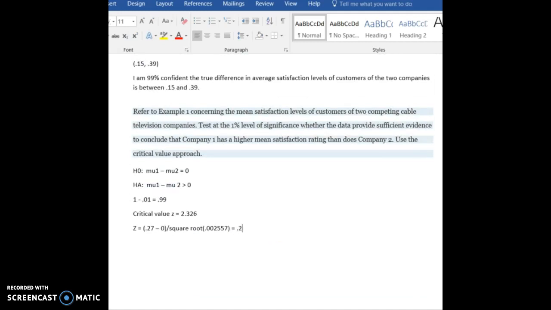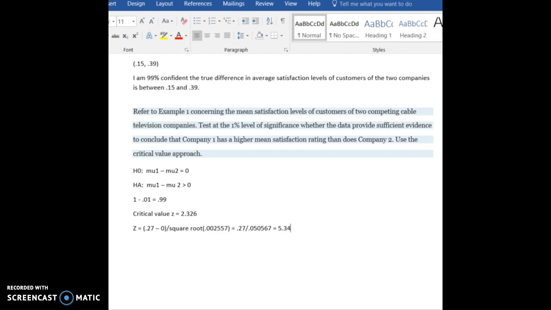All right, so now let's do this calculation. We're going to have 0.27 on top. And I'll go ahead and put the square root of 0.002557 into my calculator, and that ends up being 0.050567. And then let's do this final division to get our test statistic. And we will end up getting, if we round to 2 decimal places, 5.34.